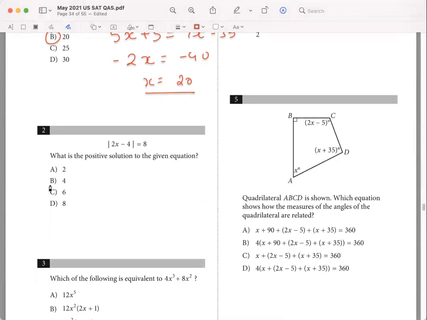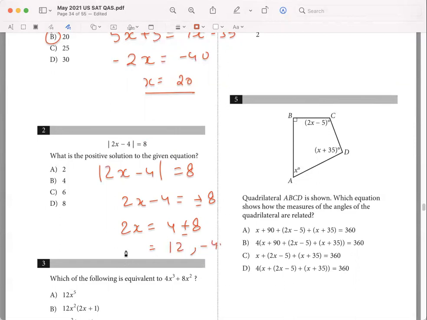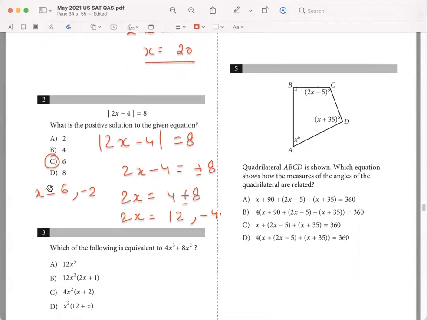Question 2, what is the positive solution to the given equation? So if mod 2x minus 4 is 8, then 2x minus 4 can be plus or minus 8. So 2x can be 4 plus or minus 8, which is 12 or negative 4. So x can be 6 or negative 2. So we need the positive solution. So that's 6, option C.